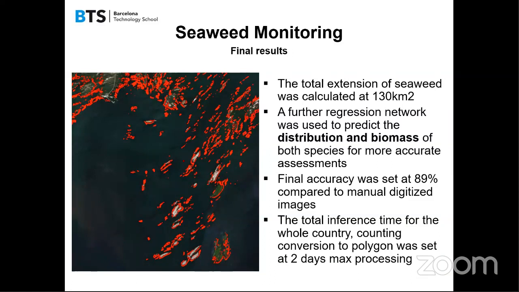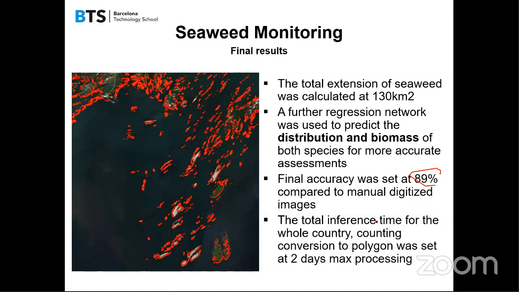After correcting by that value, we get an accuracy close to 89% compared to manually digitized images from the Marine Research Institute. And just to give you an idea, the total inference time, that means the time it takes once you have the model to do predictions over some new images, counting also the conversion of all this to a polygon, which was the type of data set that they want to have in the Marine Research Institute, was basically 2 days of maximum processing.